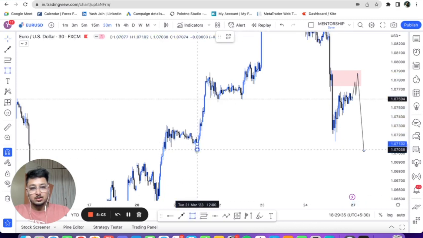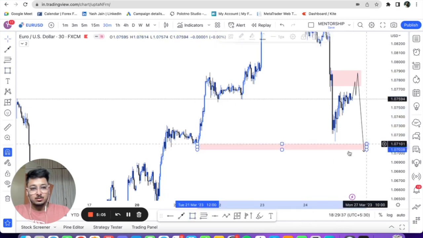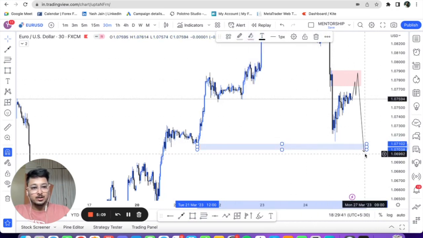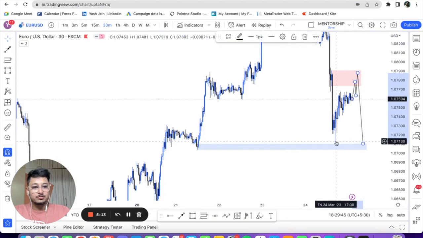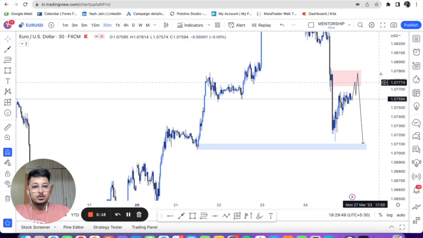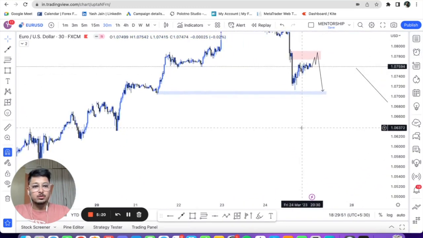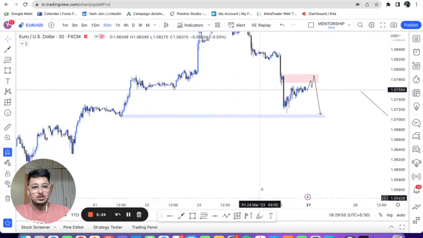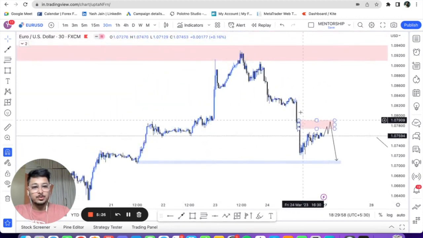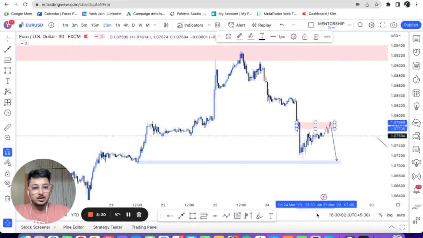There is an untested demand area right here which we haven't tested. So ideally try to keep your target right at the low of this particular swing low. Overall, it looks pretty much bearish. Just keep selling on pullbacks unless and until we break this particular supply level itself.